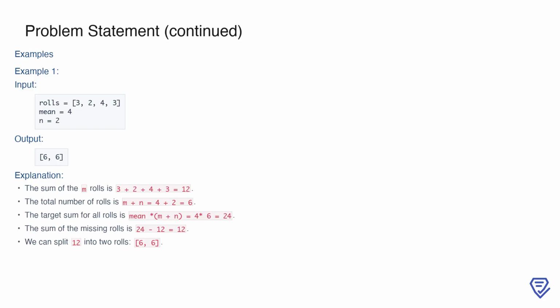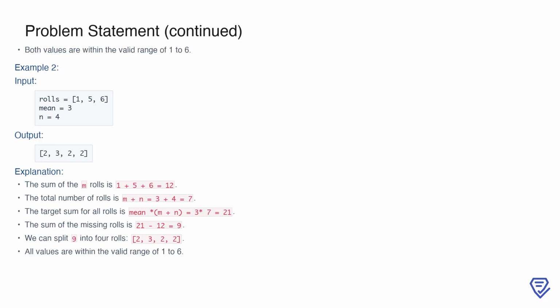The target sum of all rolls can then be calculated as mean * (m + n) = 4 * 6 = 24. Subtracting the sum of the given rolls from the target sum gives us the sum of the missing rolls: 24 - 12 = 12. Now, we need to split this sum of 12 across two rolls, and one possible solution is [6, 6]. Both values are valid dice rolls since they fall within the range of 1 to 6.